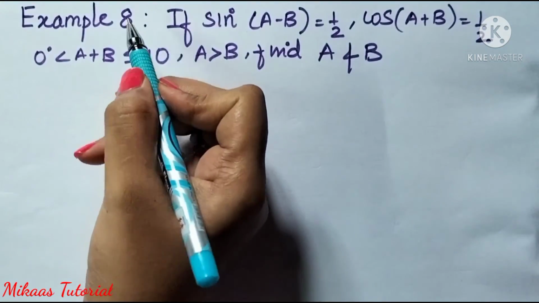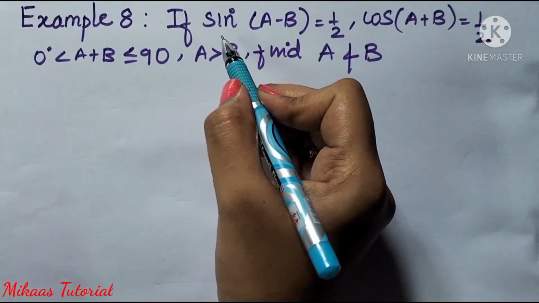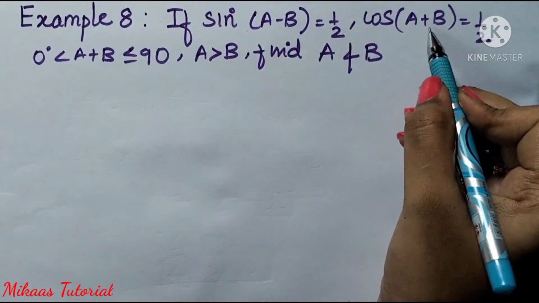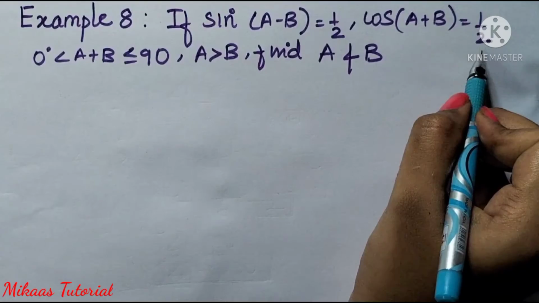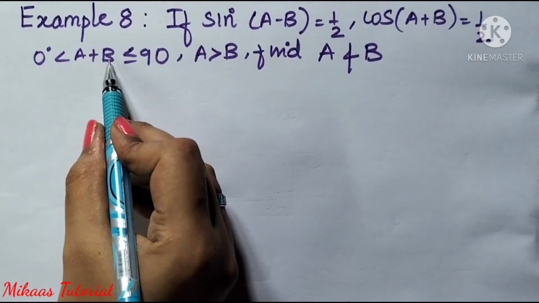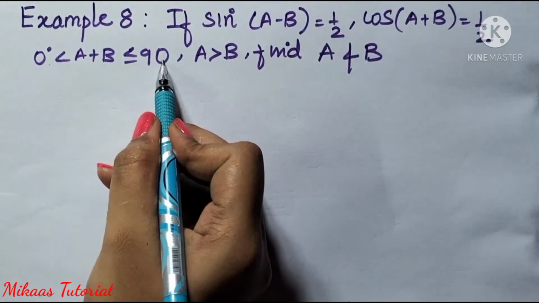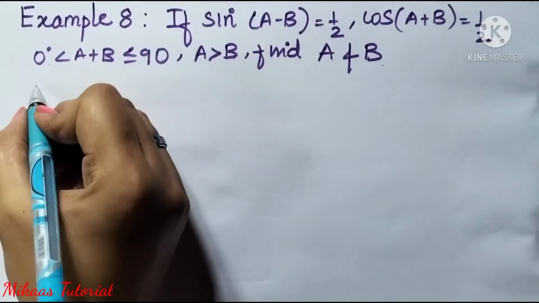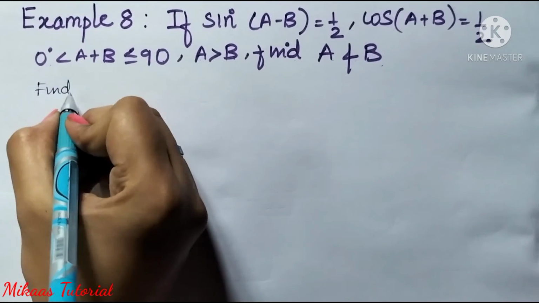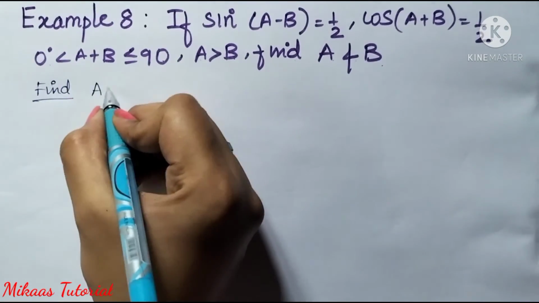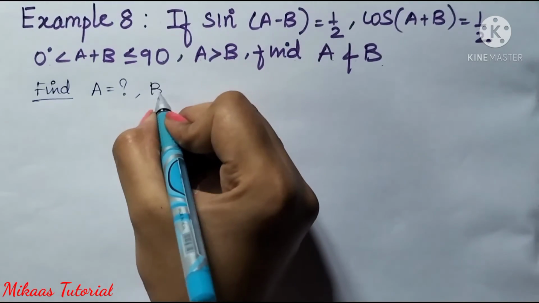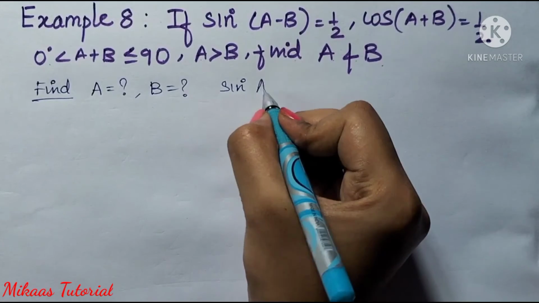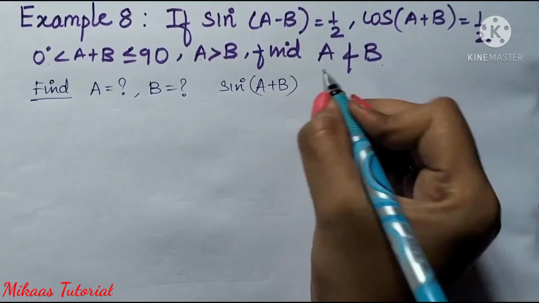Now the next example is example 8. What is given in the question? Sin(A minus B) is equal to 1 by 2 and cos(A plus B) is equal to 1 by 2. Given A plus B is between 0 and 90 degrees and A is greater than B. Find A and B. So what do we have to find out? We have to find the value of A and the value of B. For that, what is given? Sin(A minus B) is equal to 1 by 2.